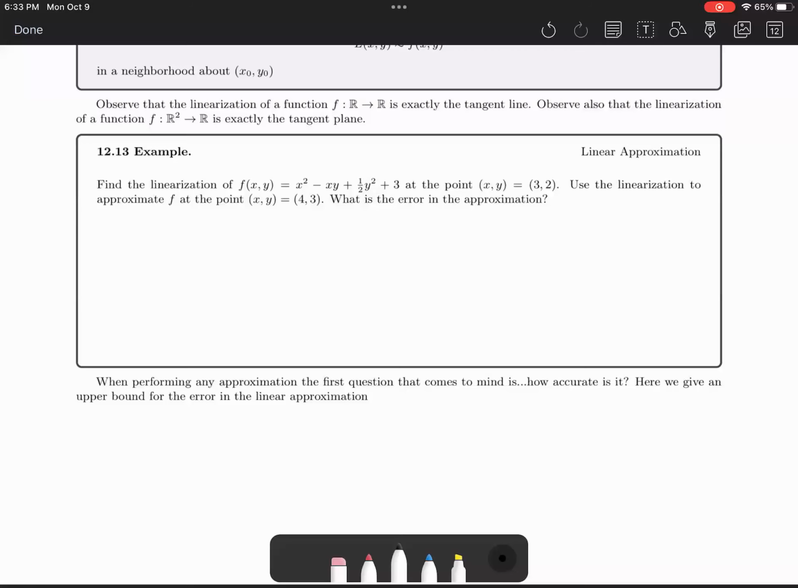The linearization of a function in multiple variables. So it's the exact same thing as the linearization of a function in one dimension. And if I have a function here, and I want to approximate that function with a straight line, I do so with the derivative.